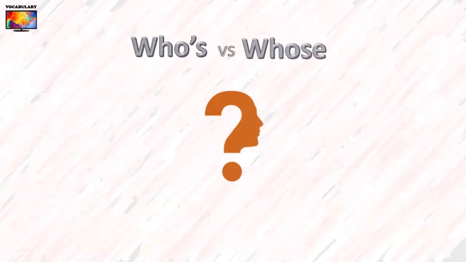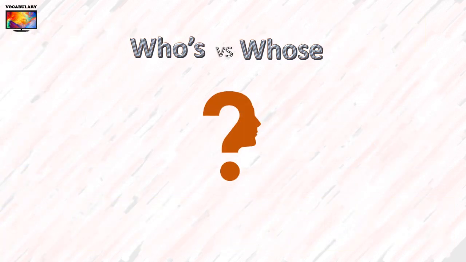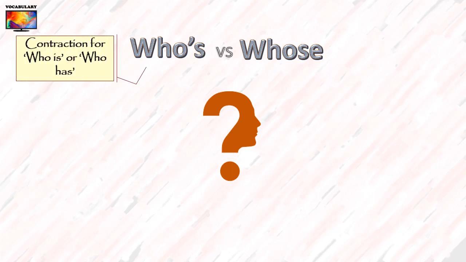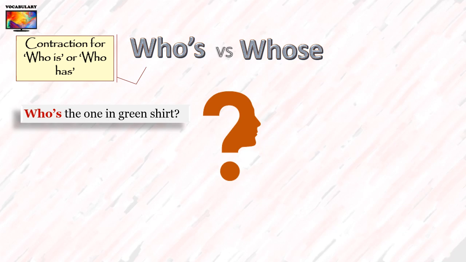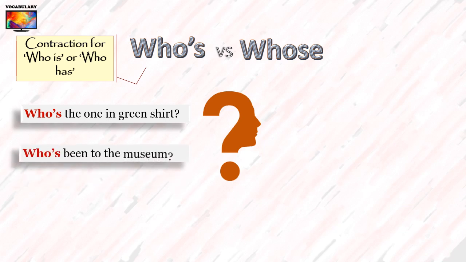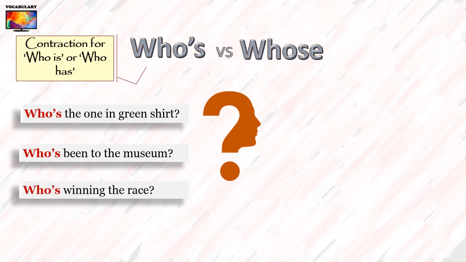And finally, the pair who apostrophe s versus whose, which is very similar to it apostrophe s versus its. While who apostrophe s is a contraction for who is or who has. For instance, who is the one in green shirt? Who apostrophe s, that is who has been to the museum. Who apostrophe s, that is who is winning the race.